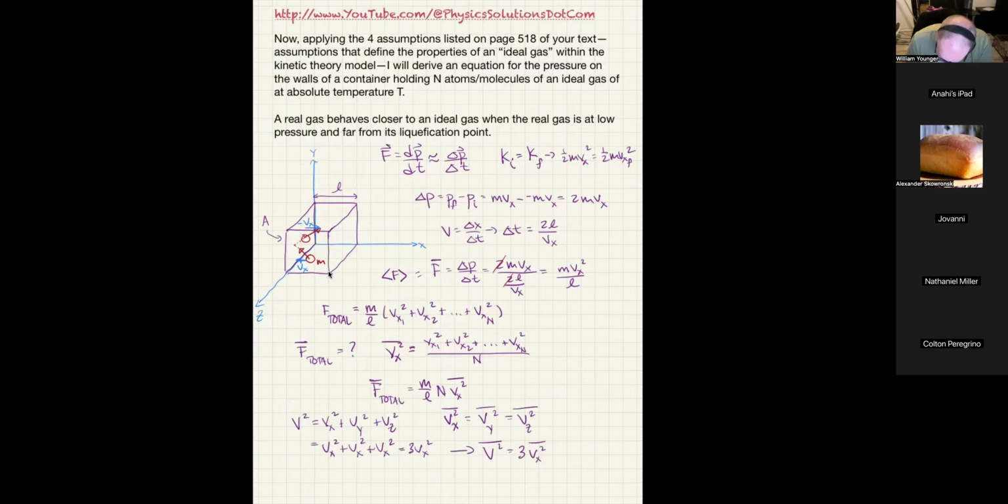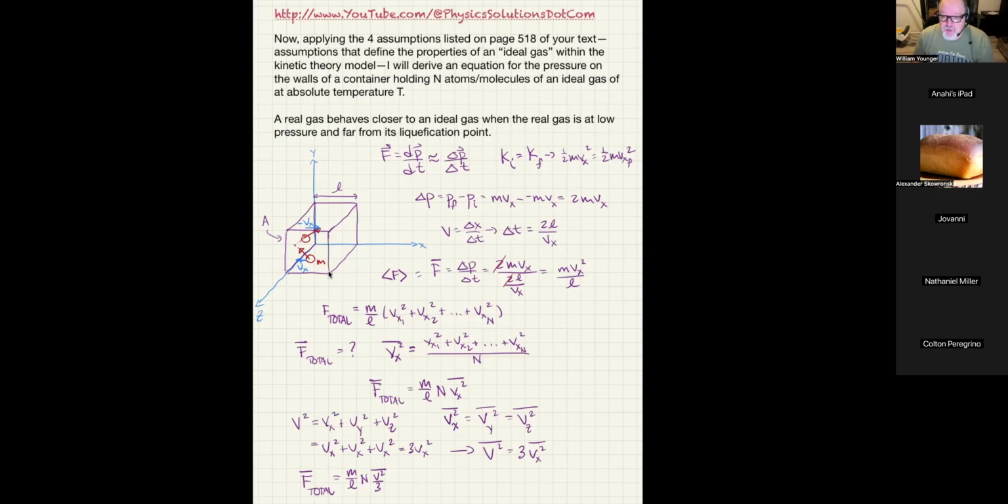So the f total we now have is f total on average is equal to m over L times n. Now, in place of Vx squared, I'm going to replace that with V squared bar divided by 3. Now, again, we're almost there.